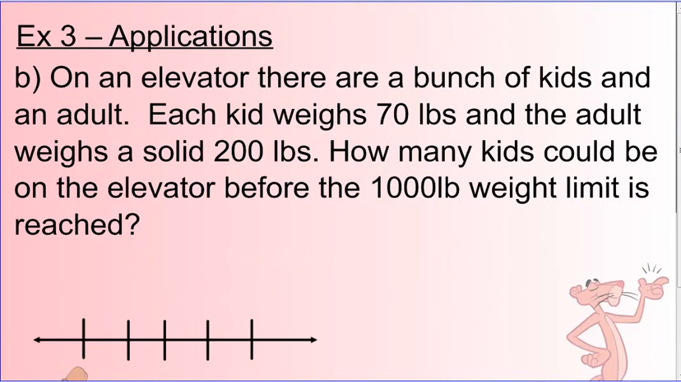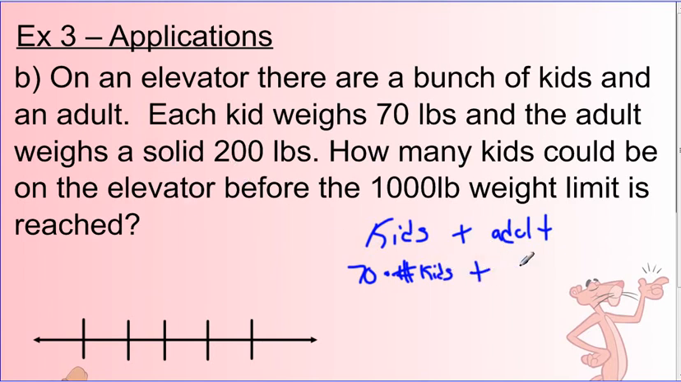Letter B. On an elevator, there are a bunch of kids and an adult. All right, so kids plus adult. Each kid weighs 70 pounds, so 70 pounds times the number of kids, and the adult weighs a solid 200 pounds. Adult is 200. How many kids could be on the elevator before the 1,000-pound weight limit is reached?